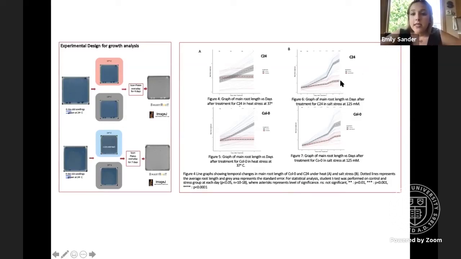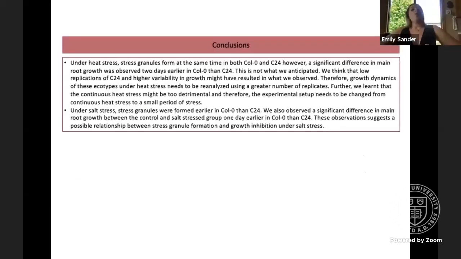But for salt stress, we see a little bit more of an interesting find. In C24, there's a significant difference the 2nd day after treatment, but there's a significant difference between the control and the experimental group on the 1st day after treatment for Columbia. So based off of this, we see that when Columbia formed stress granules earlier under salt stress, we also saw a difference in main root length, in growth inhibition in Columbia before C24.